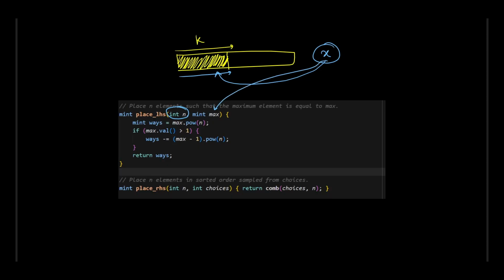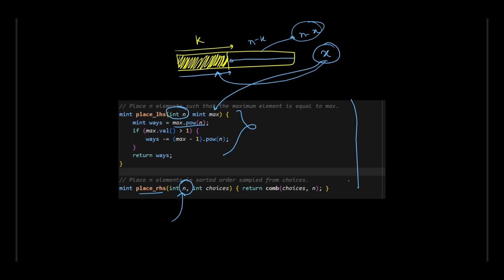Then the number of ways is equal to x to the power n minus (x minus 1) to the power n, right? So this is the number of ways to place the left part, and the number of ways to place the right part, which is the place RHS, is nothing but the number of choices that you have, which is n minus x, and the number of slots that you have. So the slots would be n minus k. Since I was writing a general function, I added it as n so that it is easy to code.